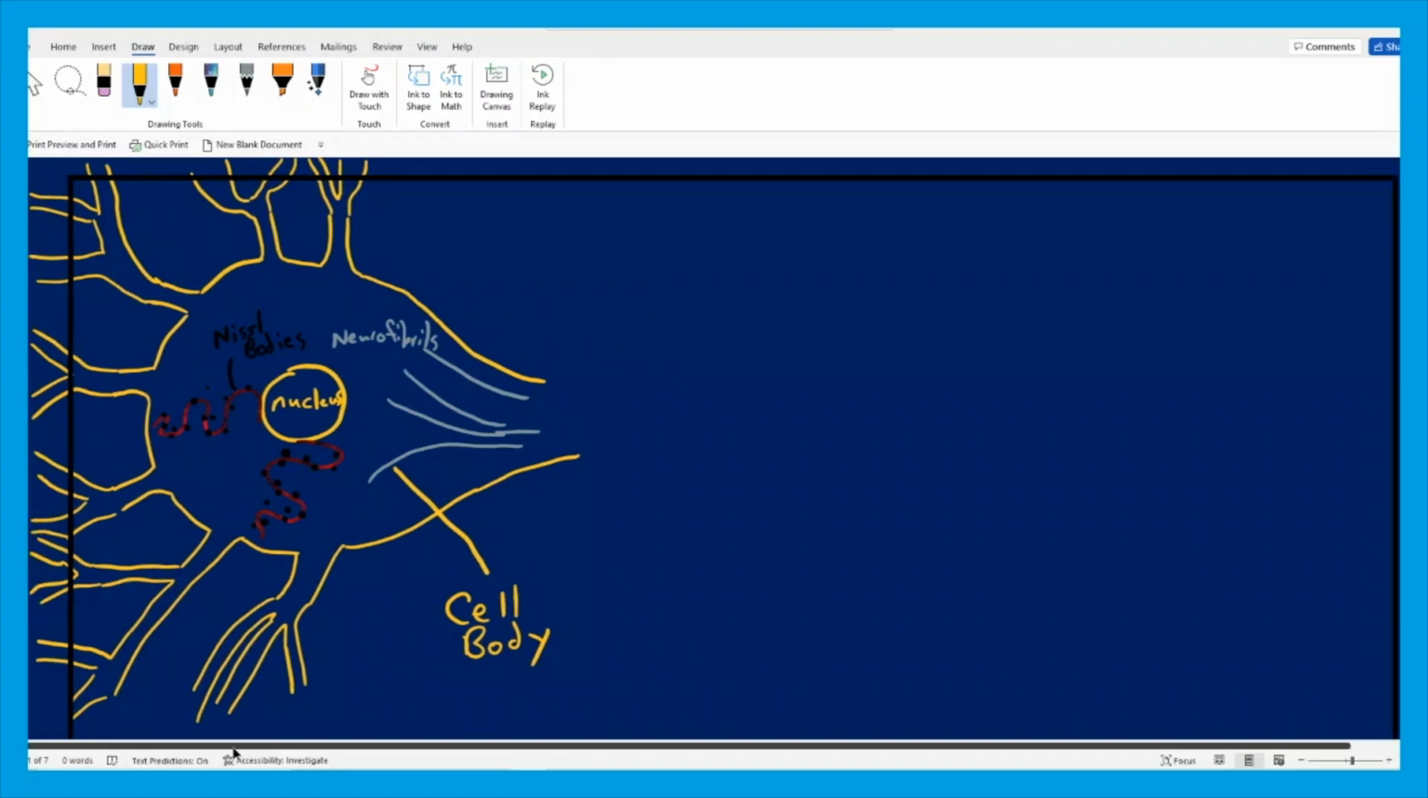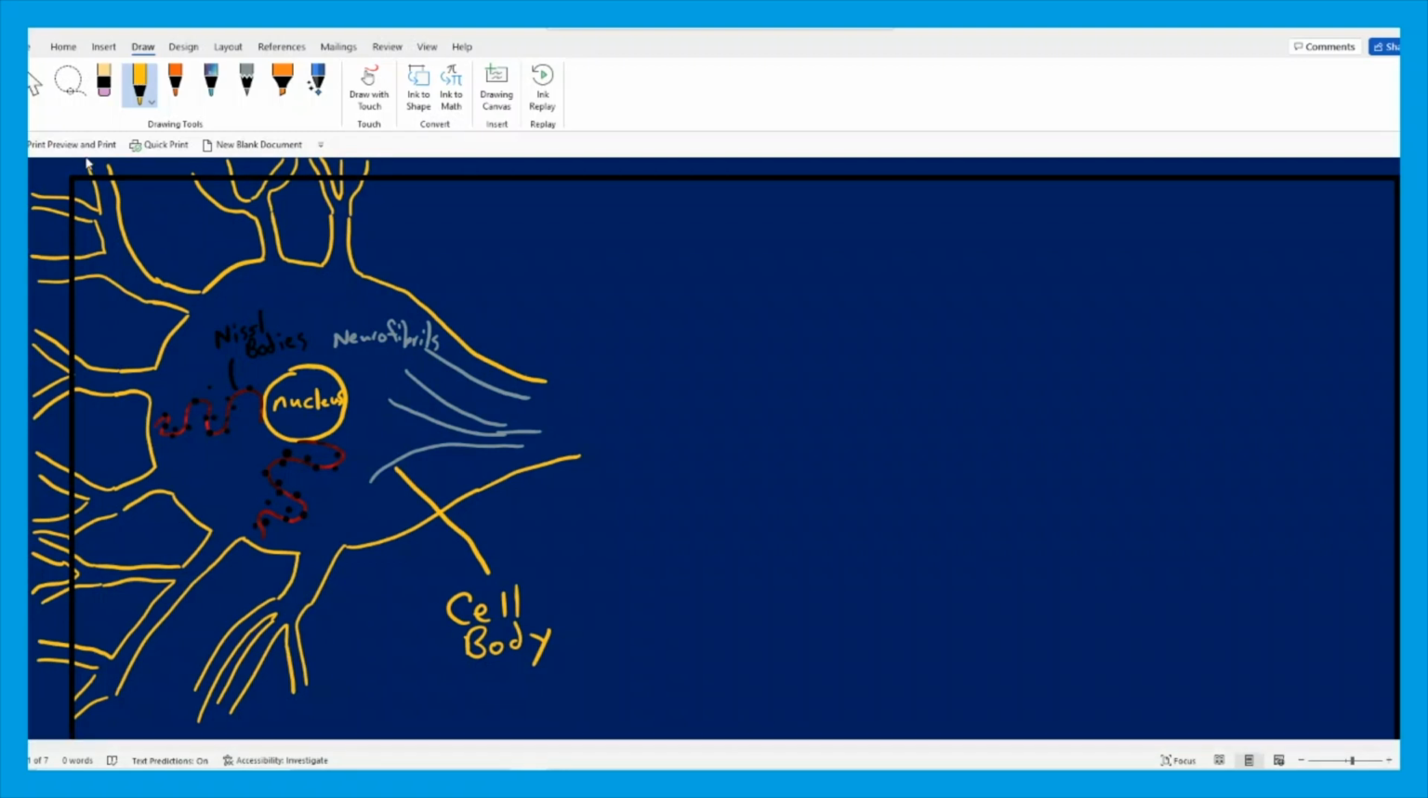And these things are called dendrites of my cell. These are the dendrites. Dendr referring to branching like a tree. These are the dendrites, all these branching structures. So these are all dendrites.